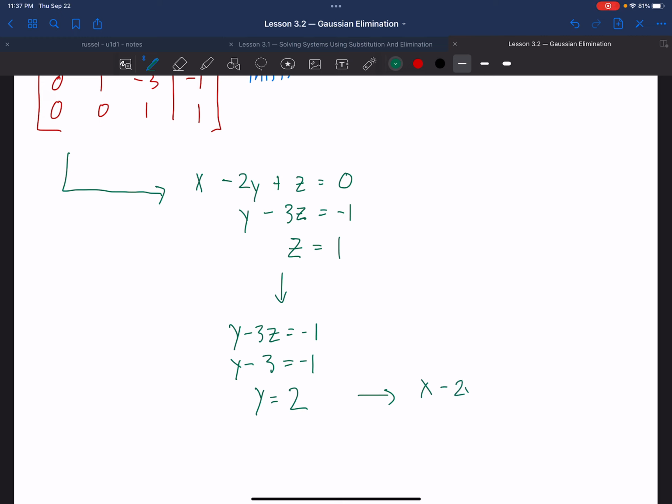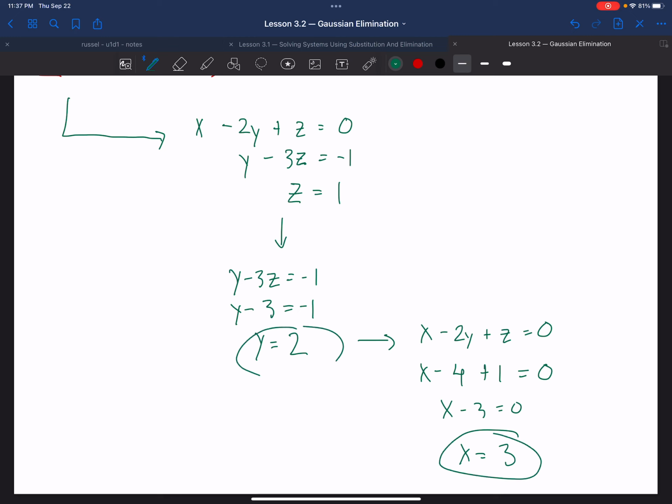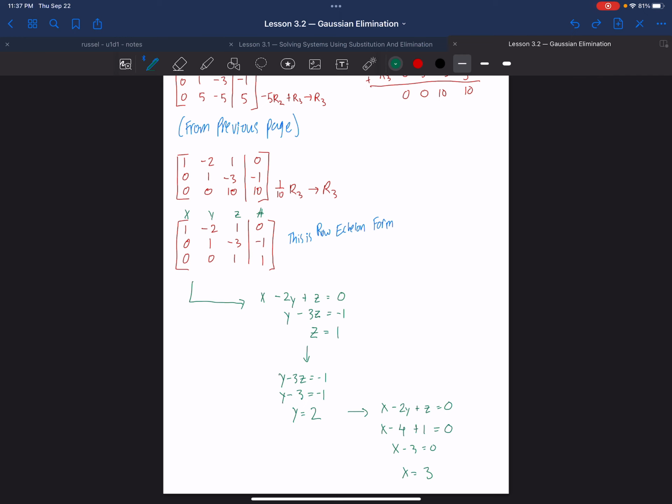And now use this information. X minus 2y plus z equals 0. But y is 2, so x minus 2 times 2 is 4. Z is 1. So x minus 4, okay, that's x minus 3 equals 0. Therefore, x equals 3. X equals 3. Okay. So, my final solution, I'm going to say final answer.